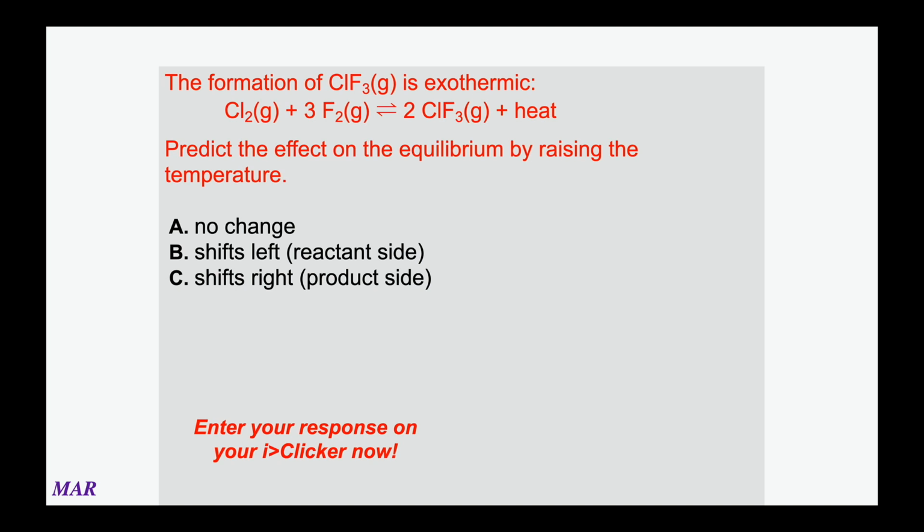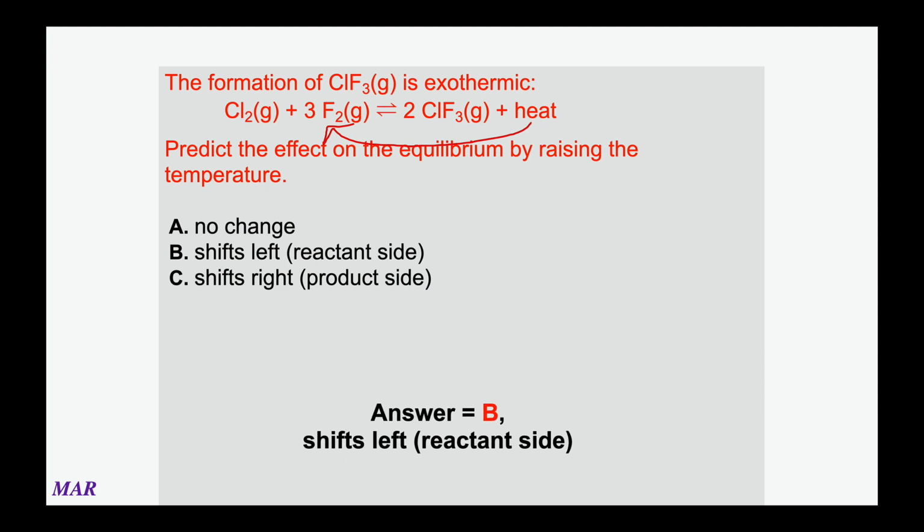Okay, well we're raising the temperature, which means we're adding heat, and reactions are basically going to try and get away from what you add. So if you're adding heat, the reaction's going to try and get away from the heat. It's going to try and make itself cool down. And notice here that it can do that by getting rid of the heat in the reaction by making more reactants. Well, shifting to the reactant side means a shift to the left.